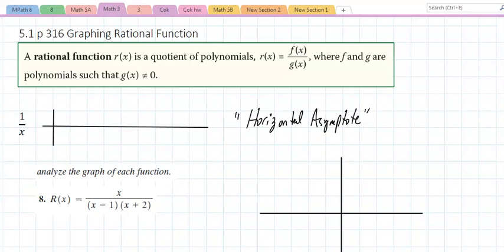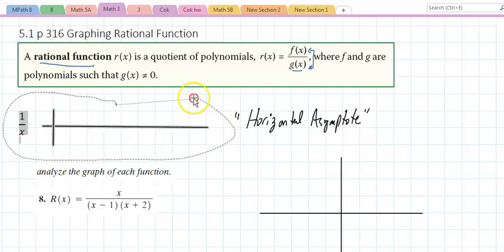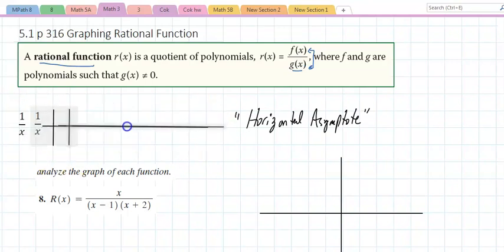Section 5.1 is on page 316. It talks about graphing rational functions. A rational function is the quotient of two polynomials in which the denominator doesn't equal 0. There are four main components for us to be able to sketch the graph of a rational function, three of which are, I think, straightforward. One is a bit tricky.